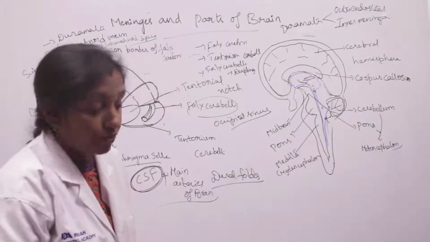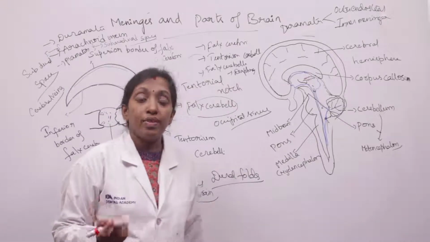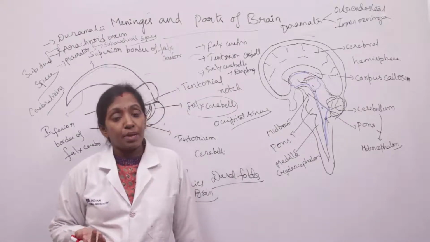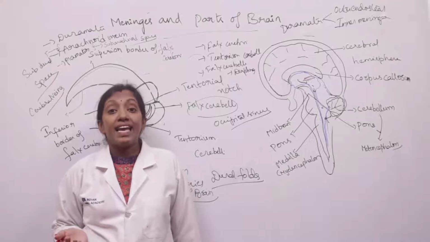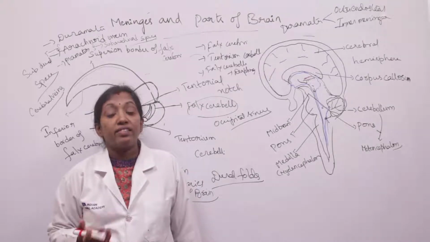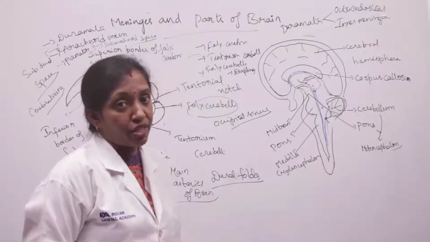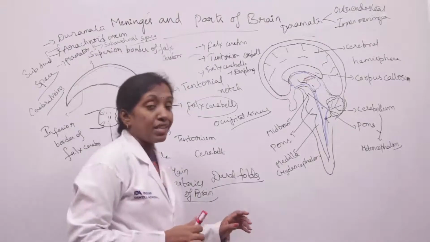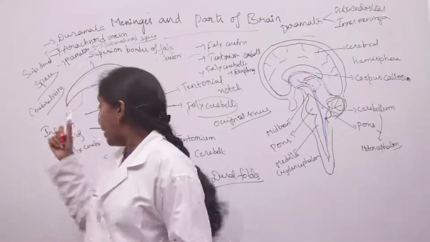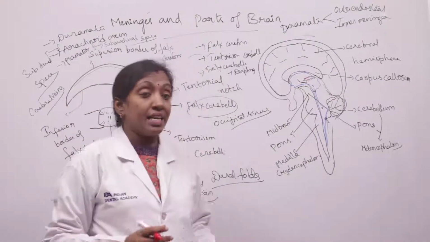CSF is a thin film of fluid comparable with the lymph of the CNS. Lymph of CNS means lymph of the central nervous system. Brain and spinal cord together form the central nervous system, right? So the subarachnoid space consists of CSF.